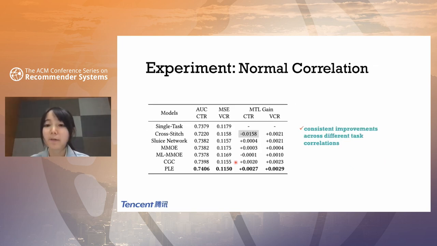We then further evaluate PLE on a task group of CTR and VCR with normal correlation. As you can see from the table, there is no seesaw phenomena. In this scenario, CGC and PLE still significantly outperform all state-of-the-art models on both tasks, which verifies that the benefit of CGC and PLE is generic, improving tasks of both complex and regular correlations.